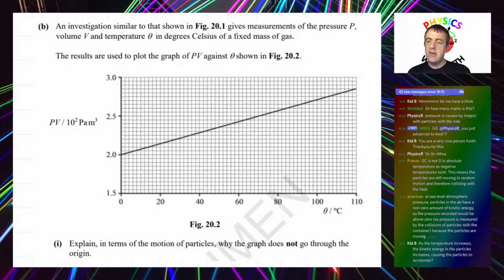Not quite, kid. So you've said there the temperature increases, kinetic energy of the particles increases. That is true, and that will probably come up later. But remember, we're interested in the movement of the particles, the motion of the particles. Always keep in your head what the question is asking for.